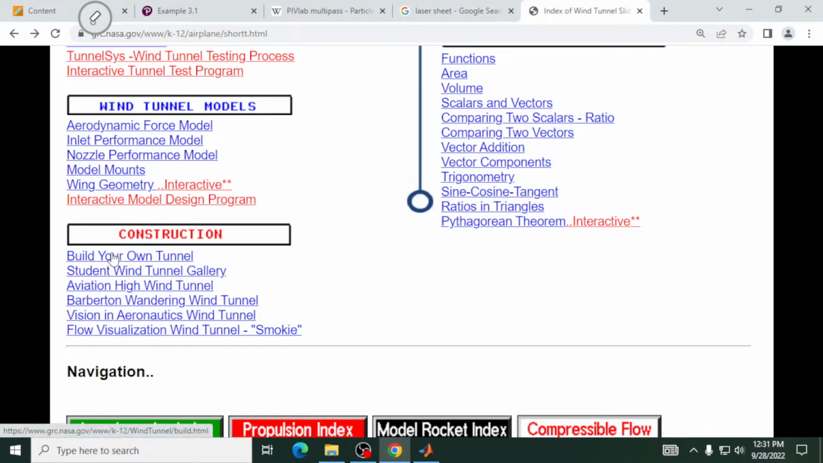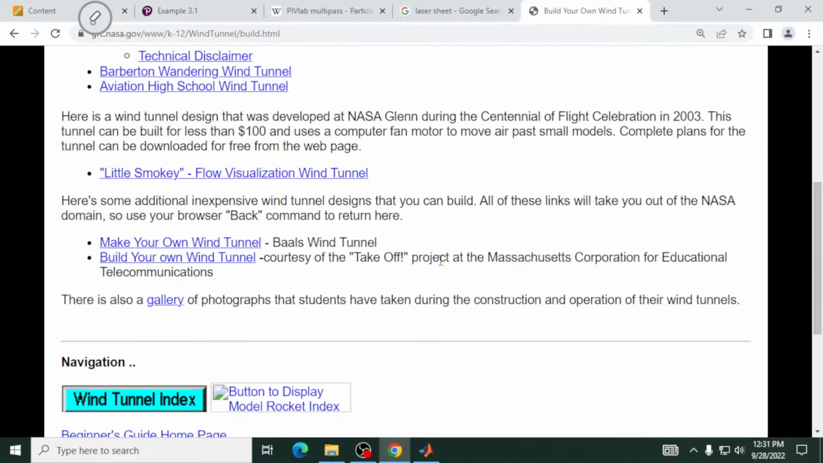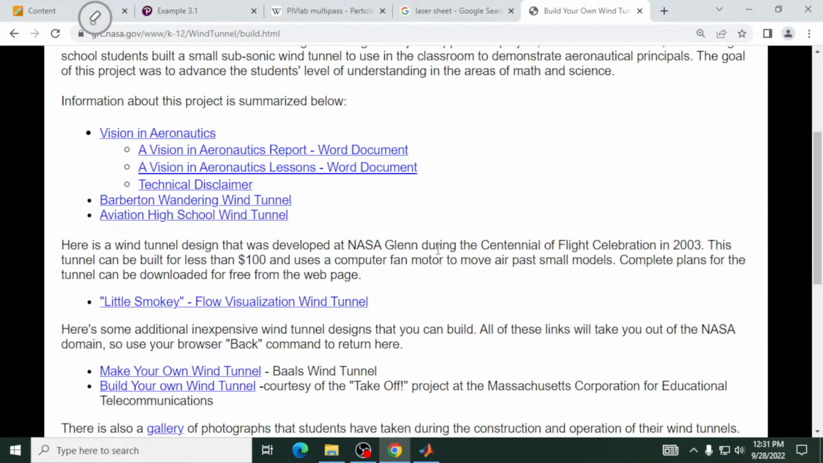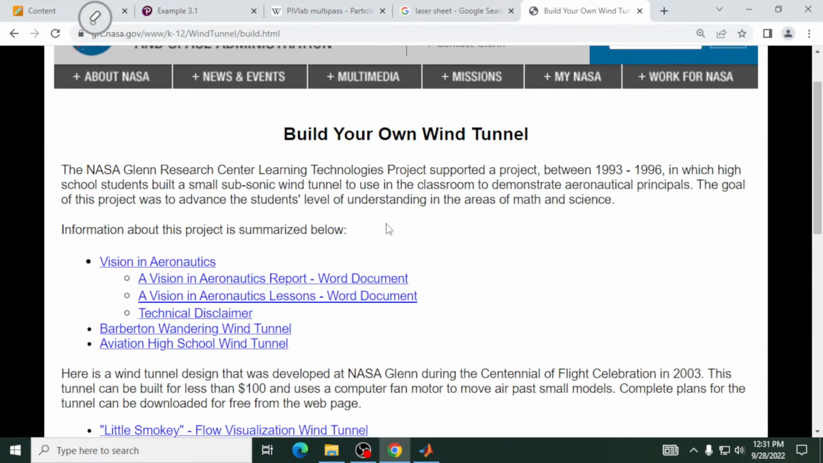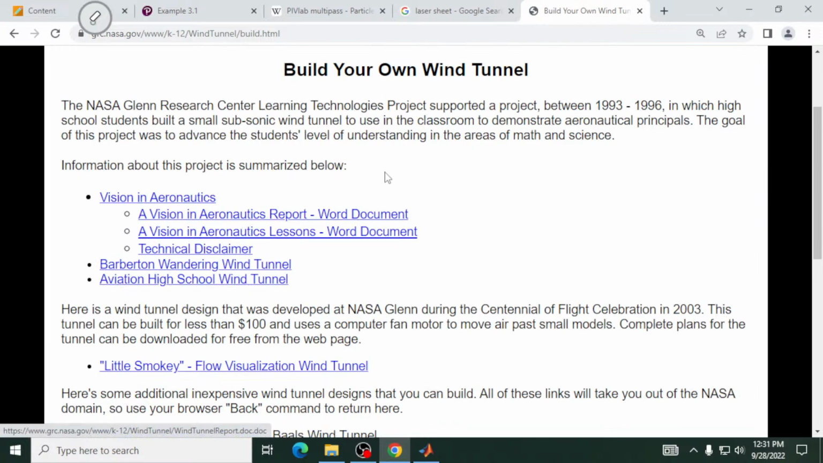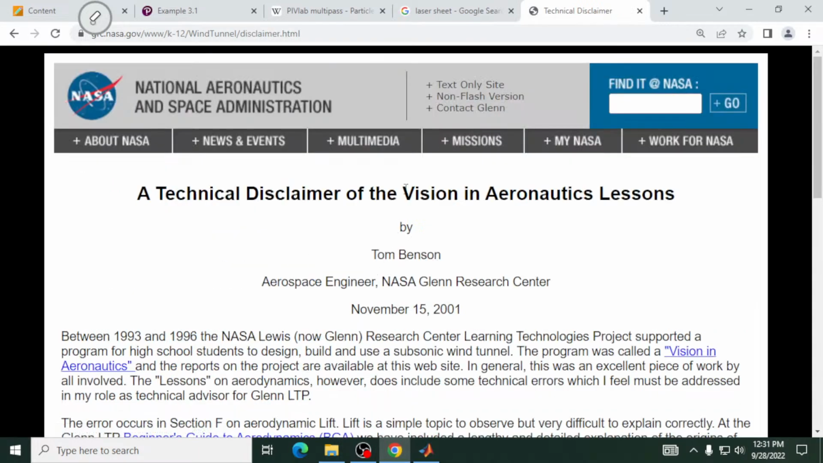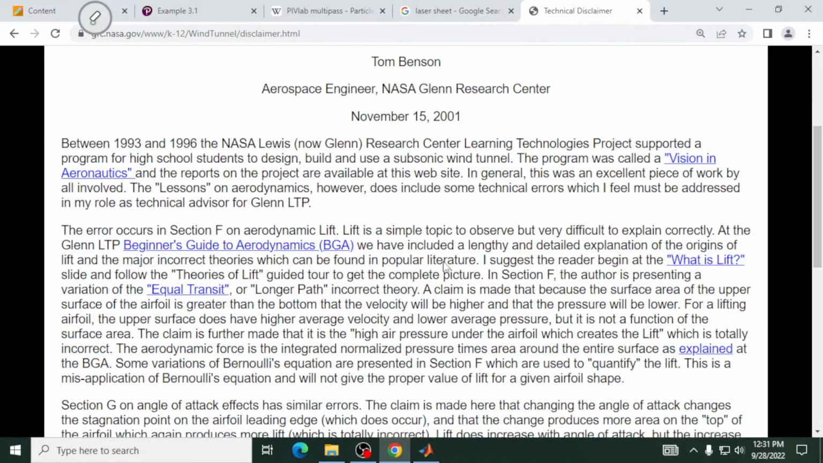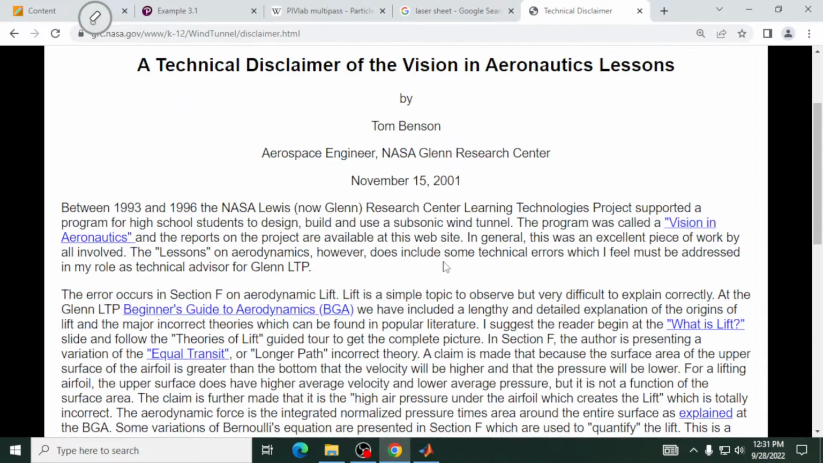Oh, build your own wind tunnel. Okay, I like the disclaimer. What is a disclaimer? Technical disclaimer. It's got one written in. Oh, where is it? Dead center of the top blue. Oh, I see it. I don't know what that is yet. It's got to cover the butt legally.